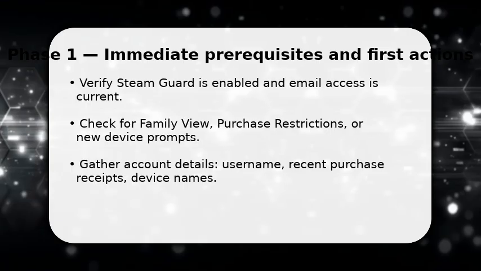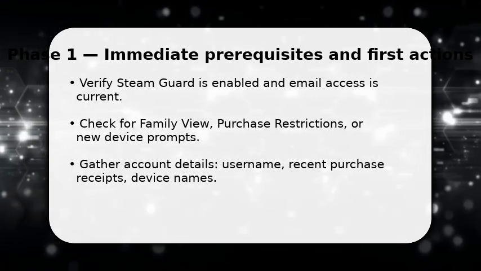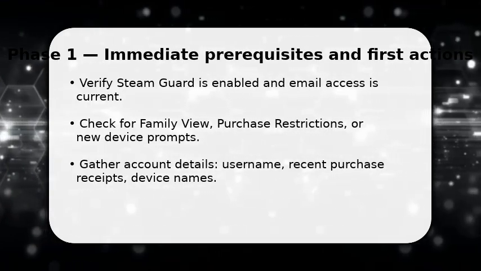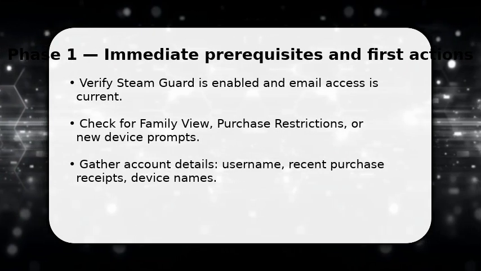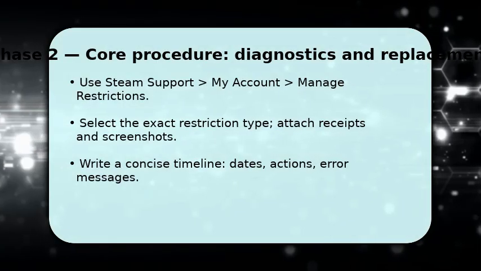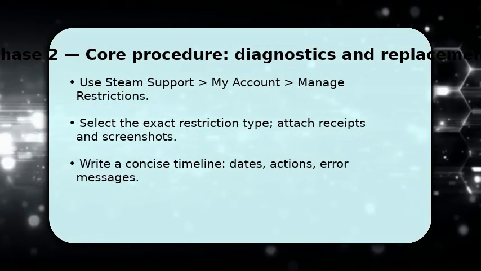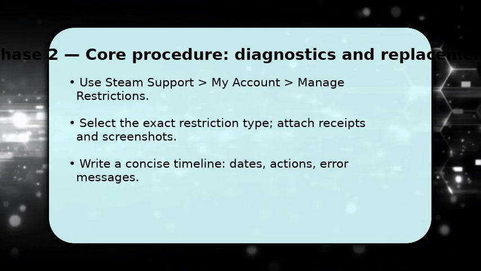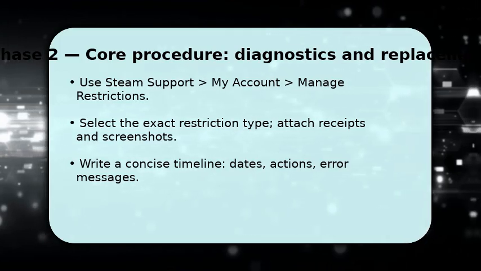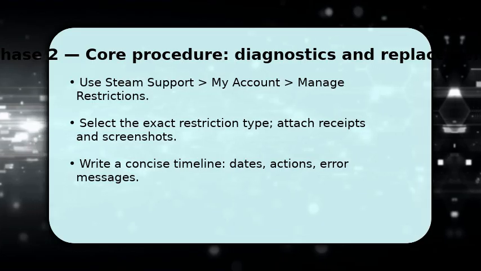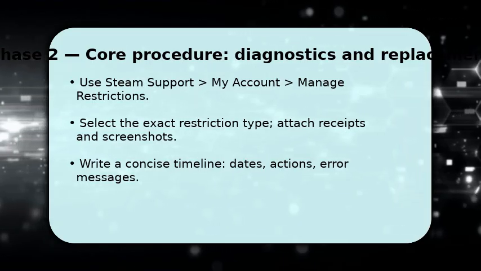You're not guessing, you're preparing a clear case to present, and that clarity matters when you move to the next actionable steps. Now you open Steam support and choose My Account, then Manage Restrictions. Pick the precise restriction you see. You'll attach evidence, receipts, screenshots of errors, and device timestamps, because concrete proof shortens review time.